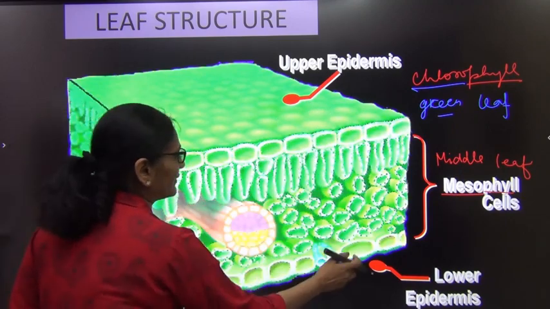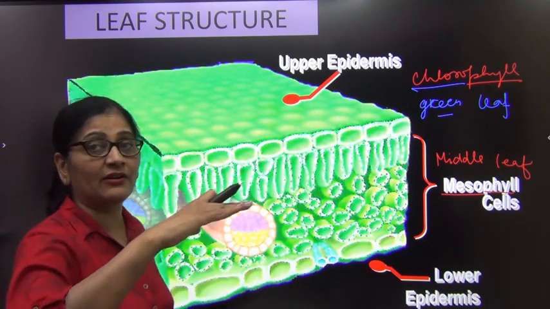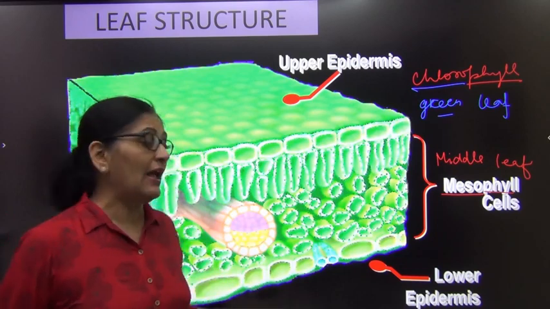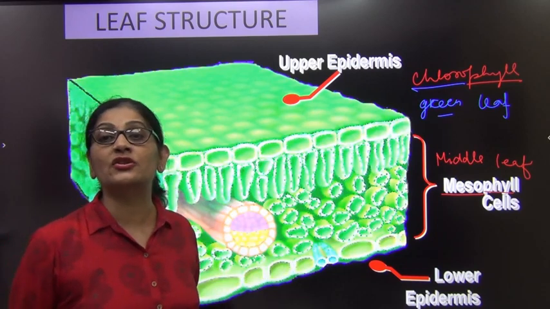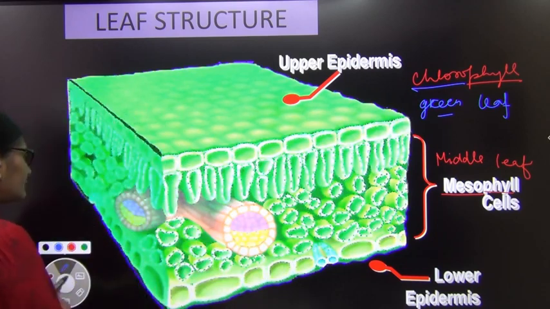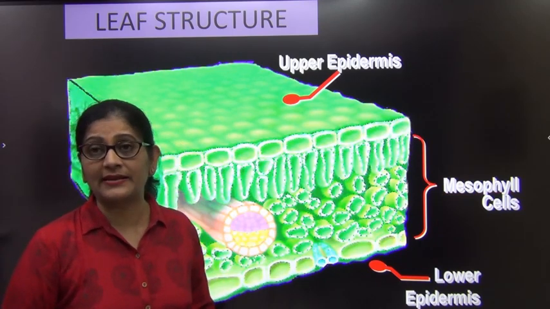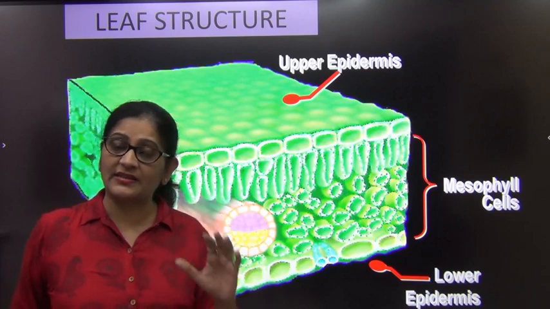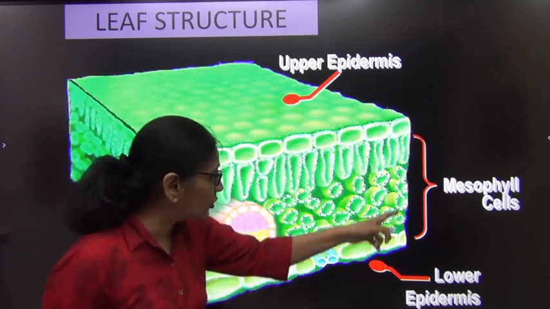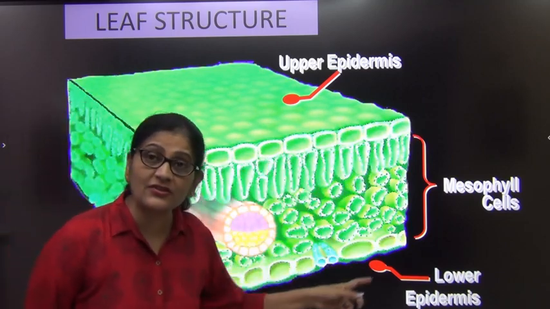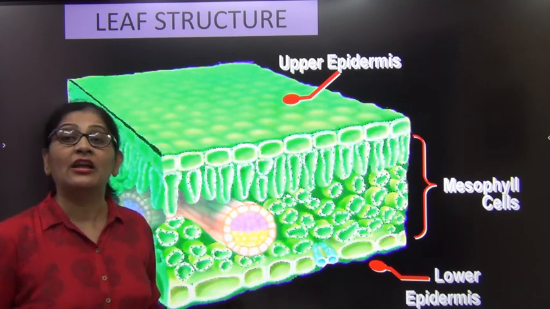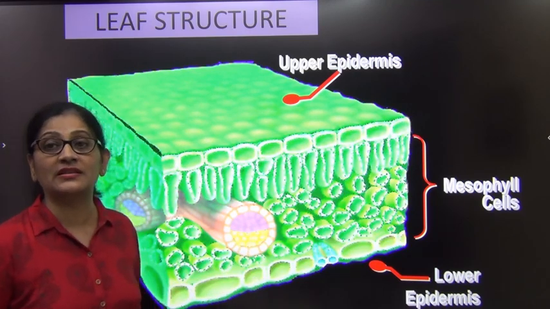Besides the upper epidermis and the lower epidermis, they are covered by a layer of waxy cuticle, and besides they have minute apertures called as stomata. In this leaf, where does photosynthesis take place? I know that photosynthesis takes place in the leaf, but there is a huge structure. इस पूरे स्ट्रक्चर में फोटोसिंथेसिस कहाँ होता है? Where does exactly photosynthesis take place?